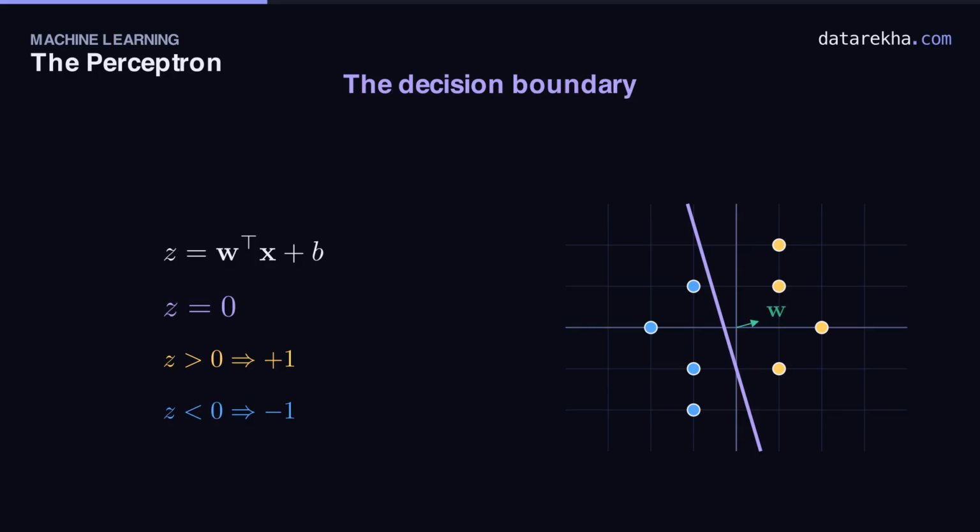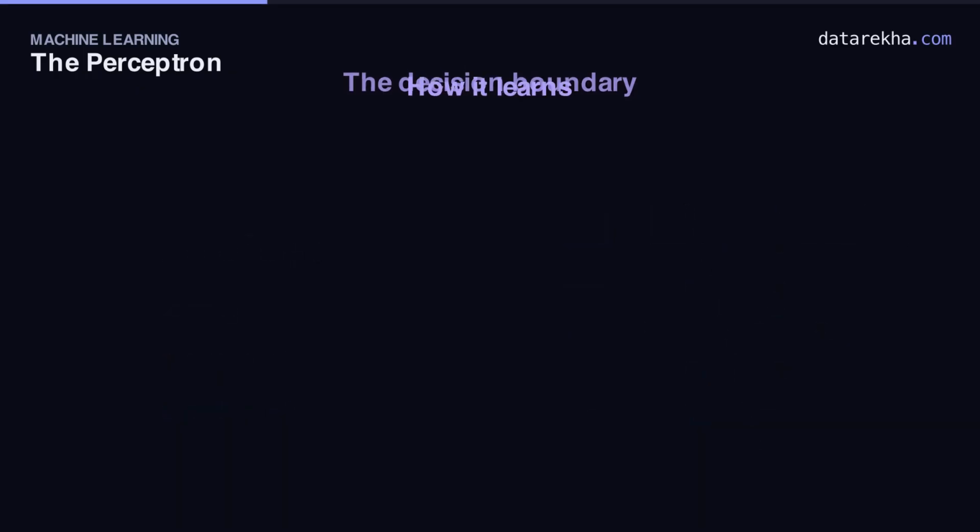And there's a lovely geometric fact hiding here. The weight vector w always points straight out, perpendicular to the boundary. It is the line's normal, aiming into the positive side. Turn w, and the line turns with it.